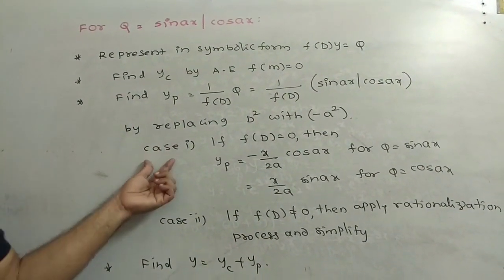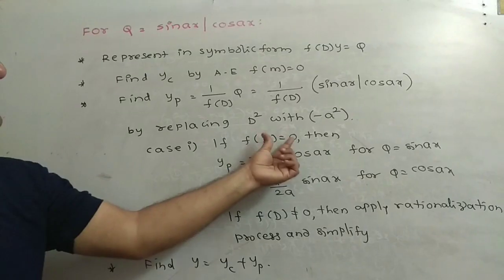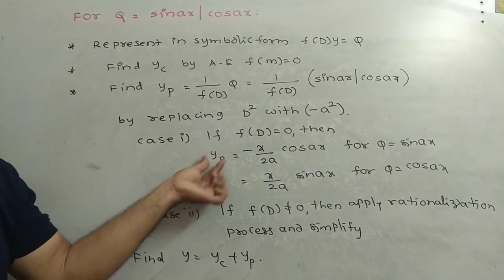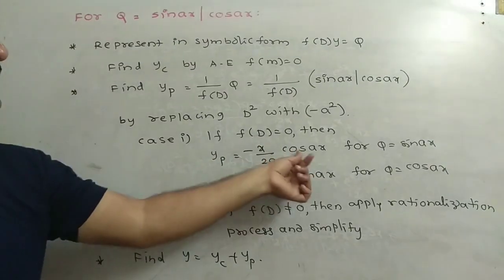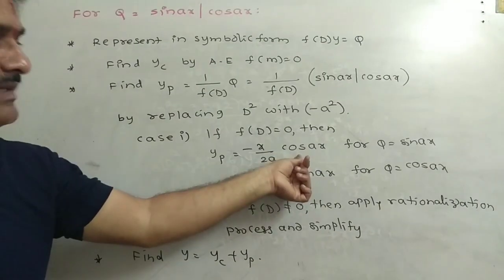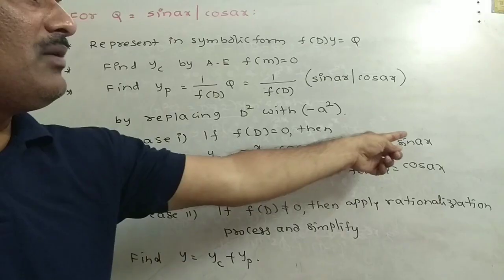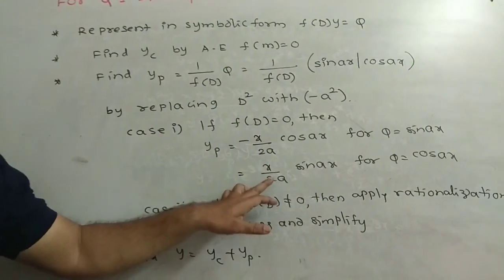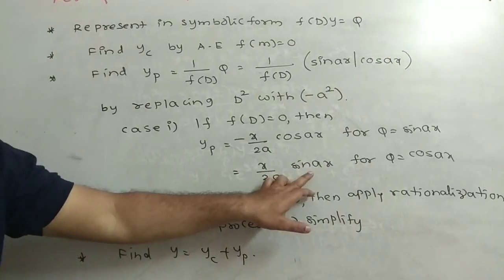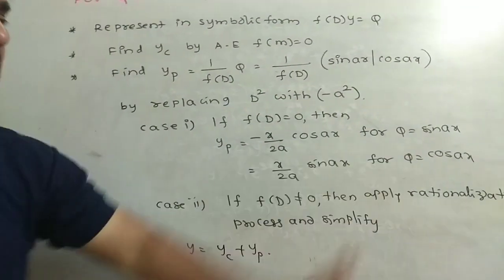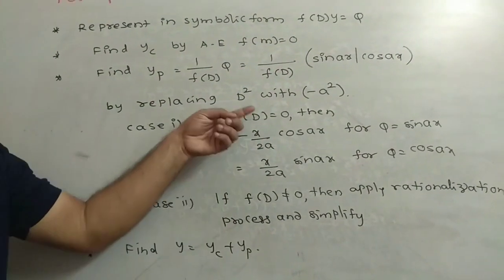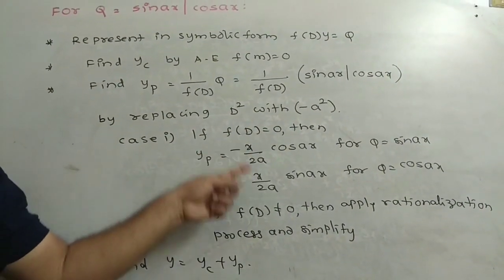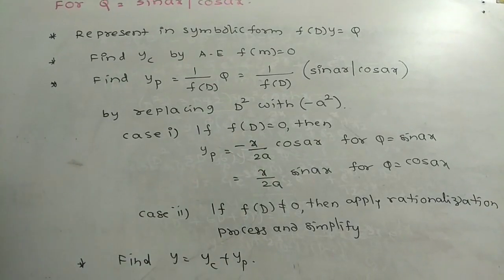Now case 1 is, if f of D is equal to 0, then directly you are getting yp equal to minus x by 2a into cos ax. This is when the right side is looking like only sin ax, and yp is equal to x divided by 2a sin ax when the right side is looking like cos ax. So if the denominator is equal to 0, directly you are getting yp based on these two important principles.